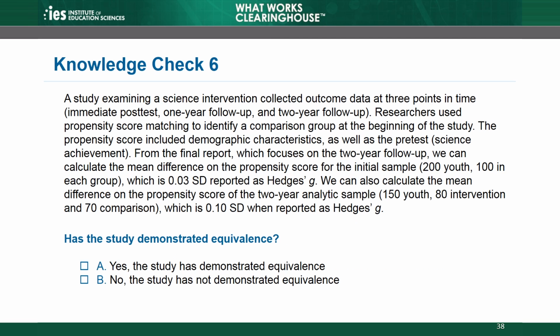We can also calculate the mean difference on the propensity score of the 2-year analytic sample, 150 youth, 80 intervention, and 70 comparison, which is 0.10 standard deviations when reported as Hedges G. Has the study demonstrated equivalence? Yes or no?